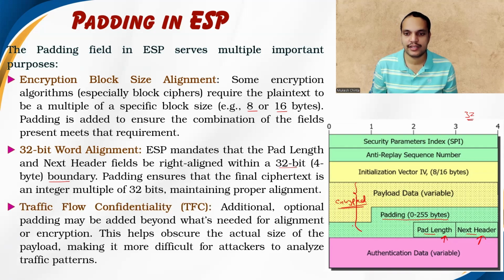The final thing is, I told you about the TFC padding. Padding has an extra advantage: if you add this particular padding, it will help you to obscure the actual size of the packet or the payload, making it difficult for attackers who are performing traffic analysis to analyze the traffic pattern. So these are some of the purposes which the padding field in an ESP provides.